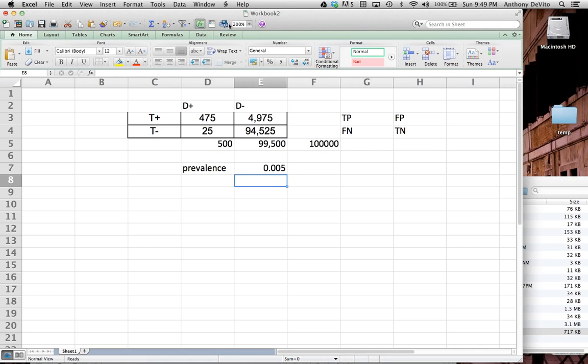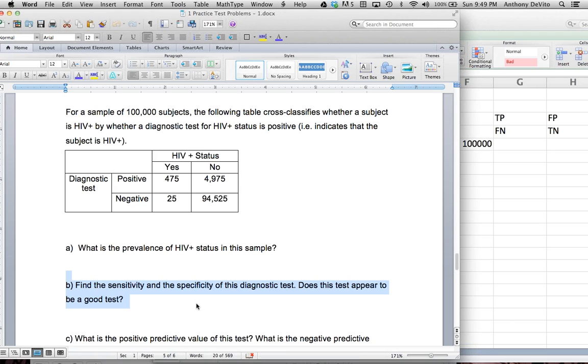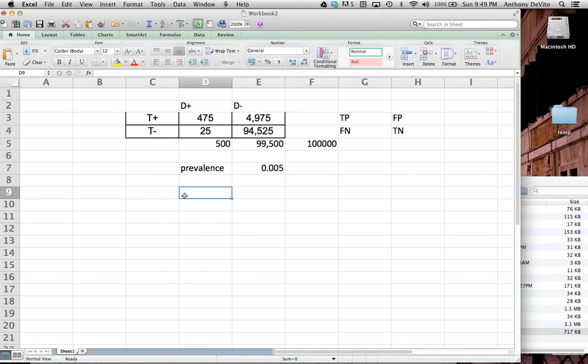Okay, next question. What's the next question they asked us? Next question is: find the sensitivity and specificity of this diagnostic test. They asked us to make a judgment: is it a good test? Let's find out what the sensitivity is. What's sensitivity?